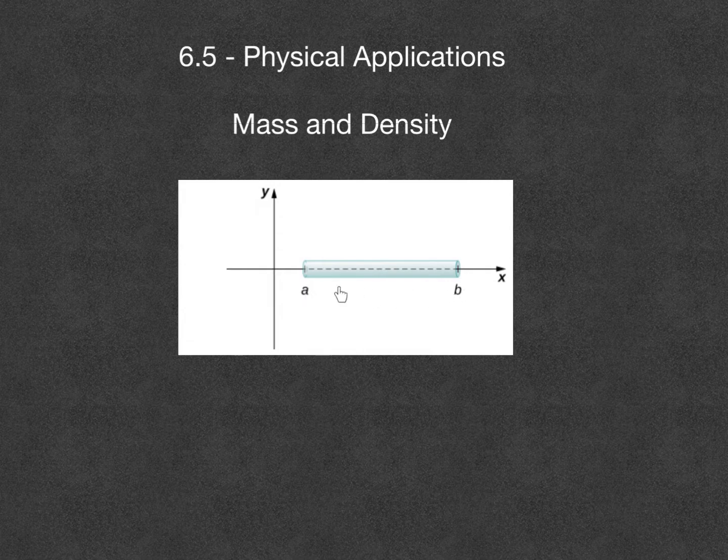So this thin rod only has length. It doesn't have width or depth. It's one dimension. And we want to find the mass of this rod, and the deal with it is the density is variable. We can represent the density with some function. So maybe as I move to the right of my thin rod, it gets more and more dense as I move further to the right.